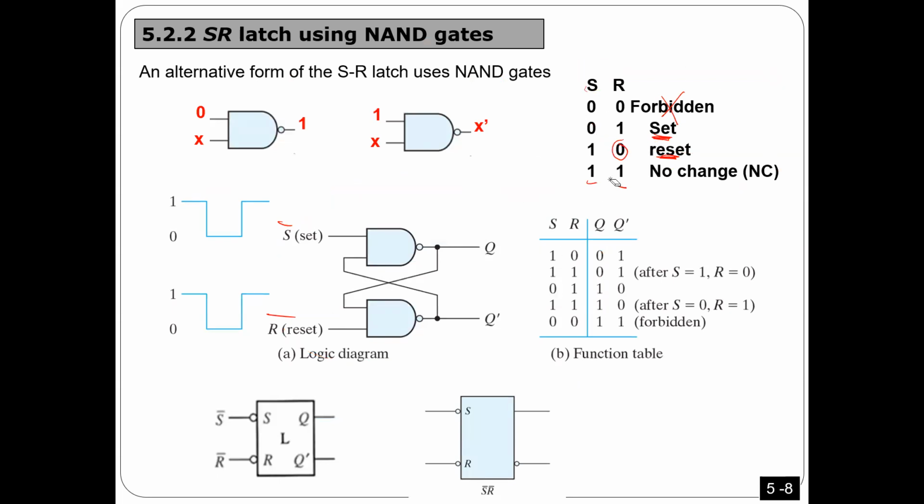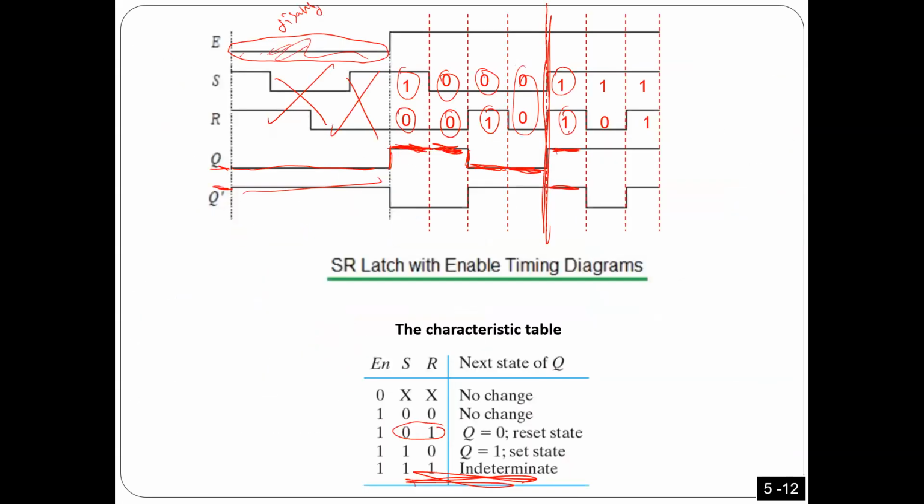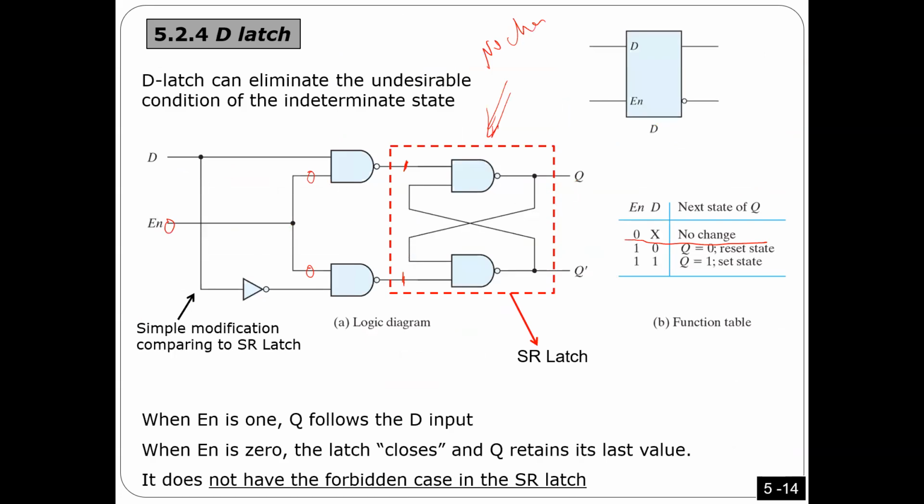So if you see here, this is the function table for this one. In case of 1, 1, no change. Is that okay? That means if there is no enable, we're going to put here 1, 1 and make no change. Is that okay? And then, yeah, this is disabled. Okay. If it is enabled, now what's going to happen?